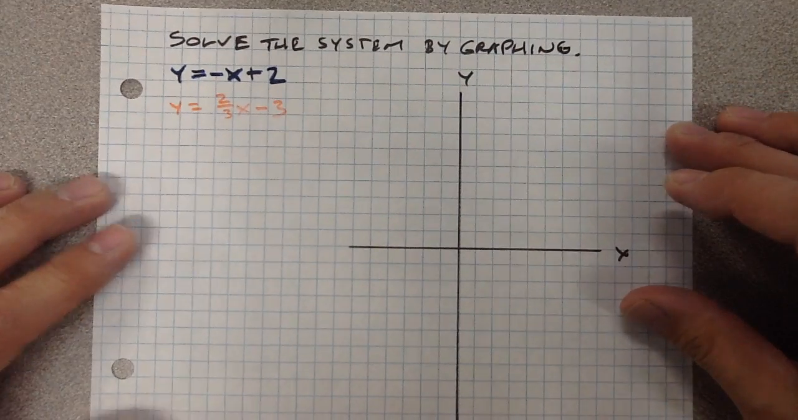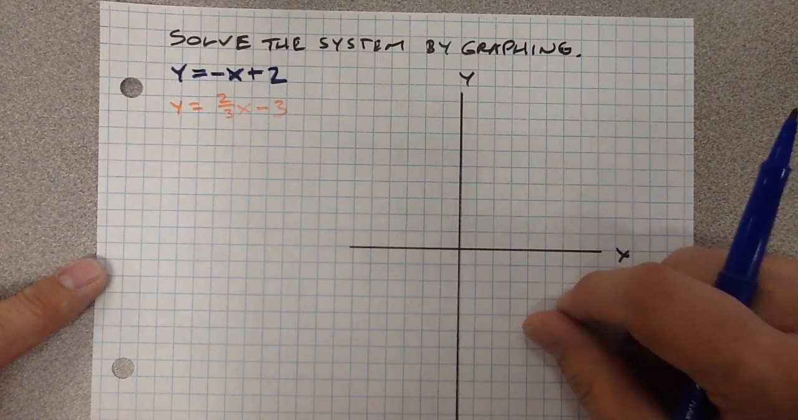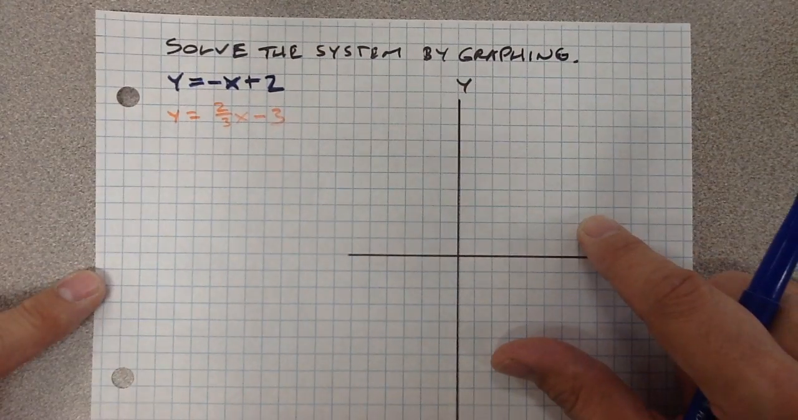And the idea, once again, is we're just going to graph these two sets of data, but we're going to put them overlapping on the same graph. Now, luckily, these are both in slope-intercept form, so let's take a look.